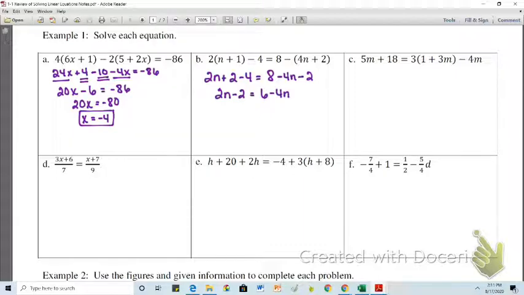I'm going to bring my variable to the left, so I'm going to add 4n to both sides. And I'm finally going to add 2 to both sides. From here, I will divide both sides by 6. But remember, we need to reduce any fractions, so the answer is 4/3. If your fraction is not in lowest terms, you do need to remember to reduce, but you can leave it as an improper fraction.